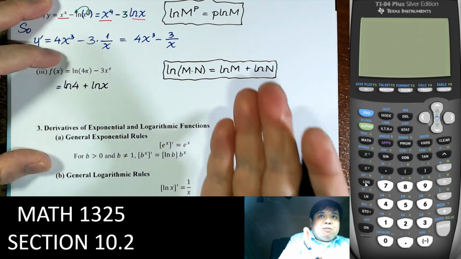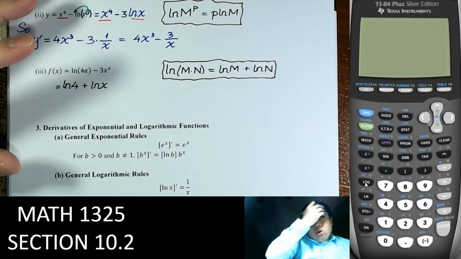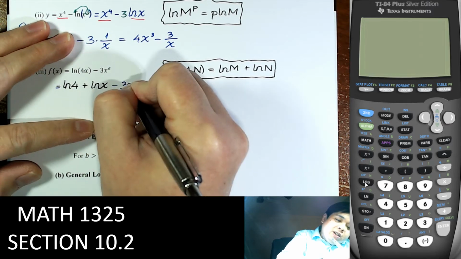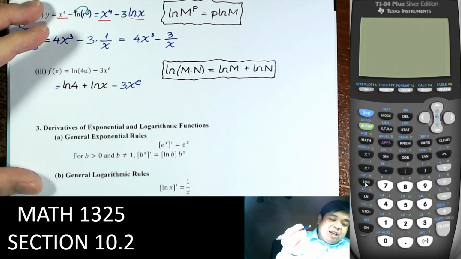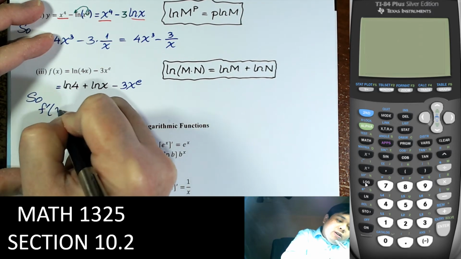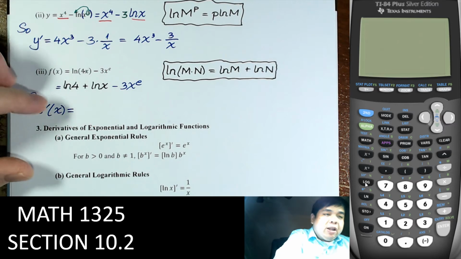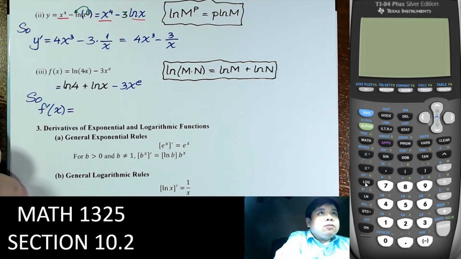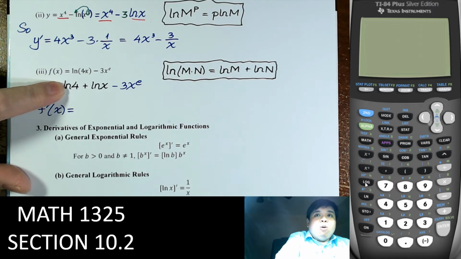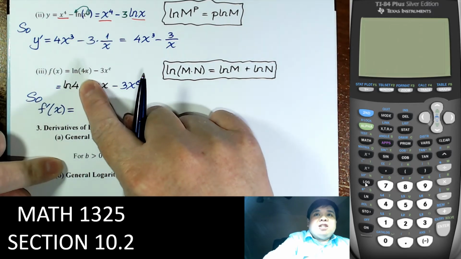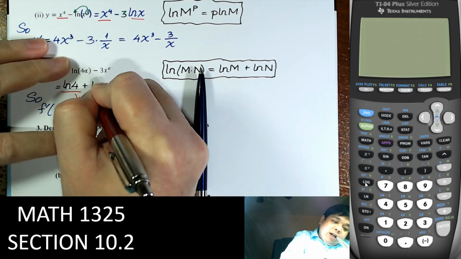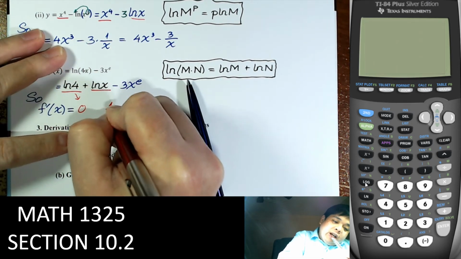Remember, this is not derivative, so we just rewrite the function. We haven't done anything yet, by anything I mean any derivative yet until now. Now we take derivative. Derivative of ln of 4, that's a constant because there's no x in it, so derivative of that is 0. Derivative of ln of x is 1 over x.